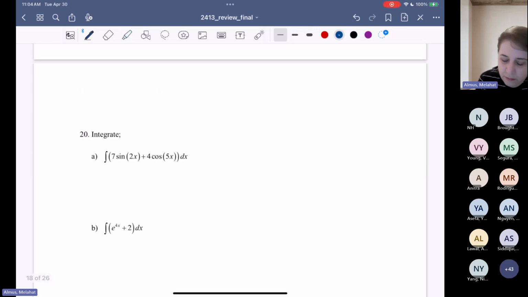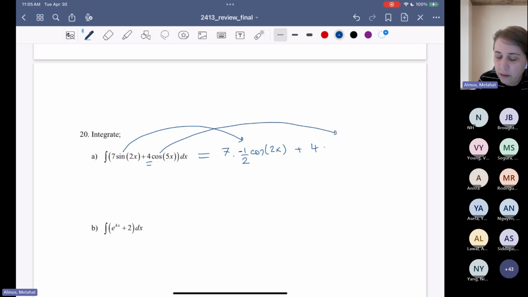Let's practice integral of 7 sine of 2x. 7 stays as the coefficient. You just work on integral of sine of 2x, which is 1/2 negative cosine. 4 stays, and then you work on integral of cosine of 5x, 1/5 sine of 5x. When you're done, plus C.